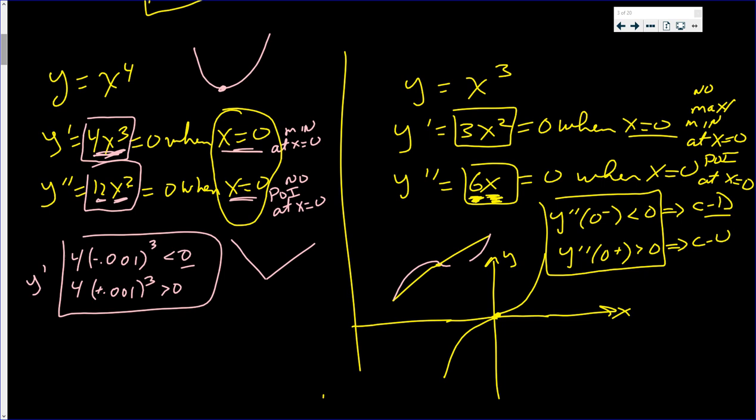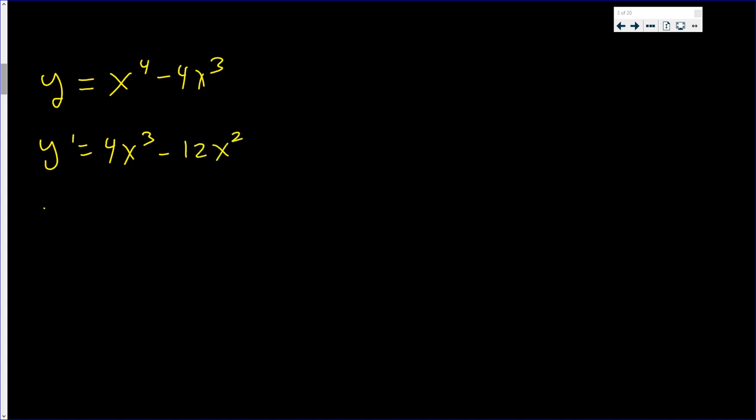Let us do one more problem. One formal problem, no side-by-side graph. Suppose y is equal to this function, and we want to know if there's a point of inflection. So you find the first derivative, which is 4x cubed minus 12x squared. The second derivative is 12x squared minus 24x.